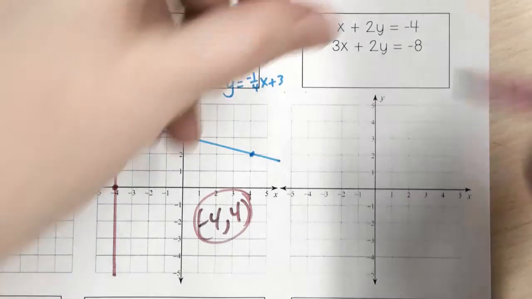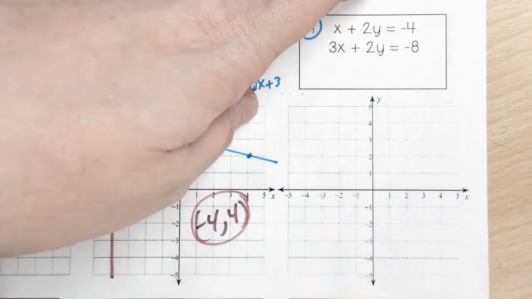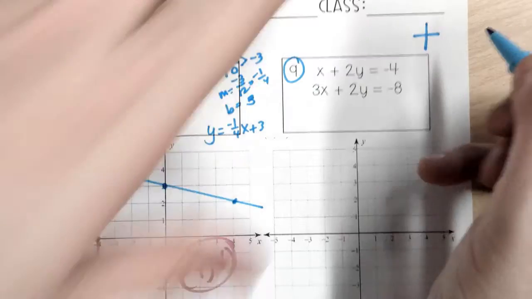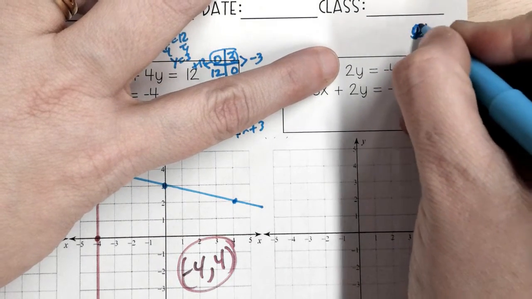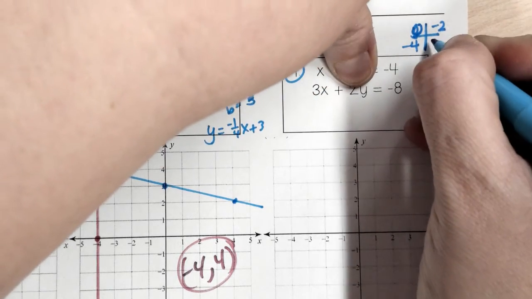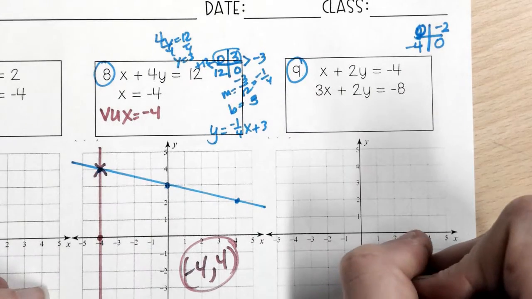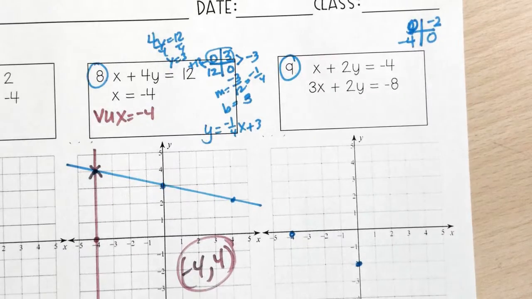Okay, so let's try this one. Again, I'm going to start by trying the cover-up method. And if we need to, we'll go to the back of this page. If I cover up my x, I get y is negative 2. If I cover up my y, I get negative 4. So I have 1 point at (0, negative 2), 1 point at (negative 4, 0).